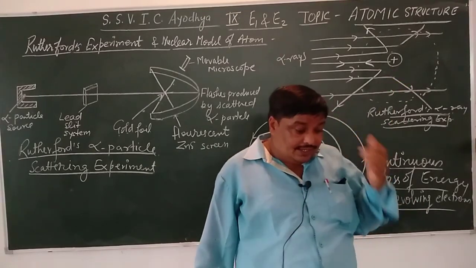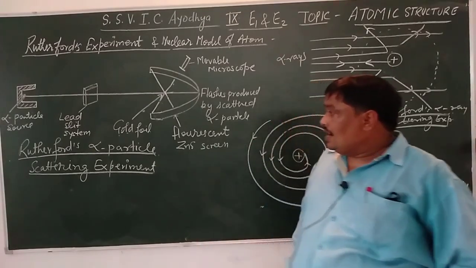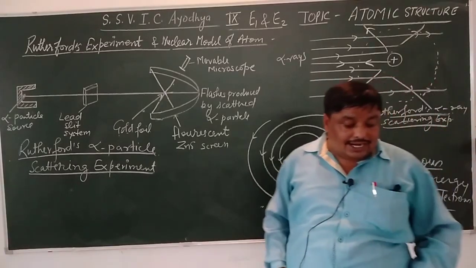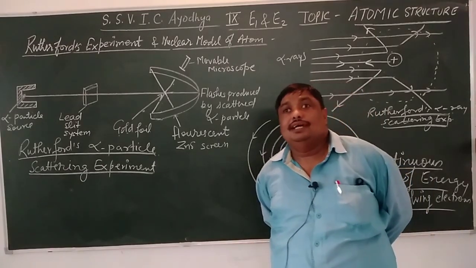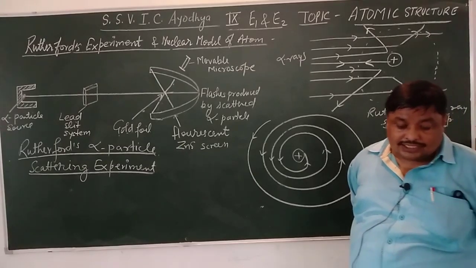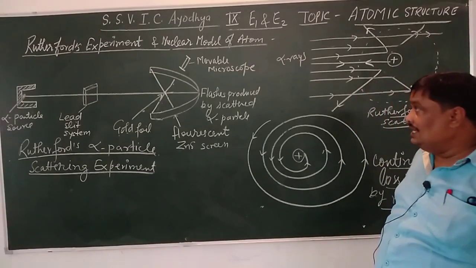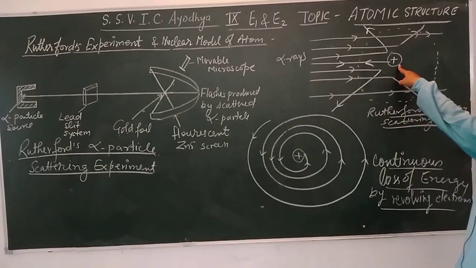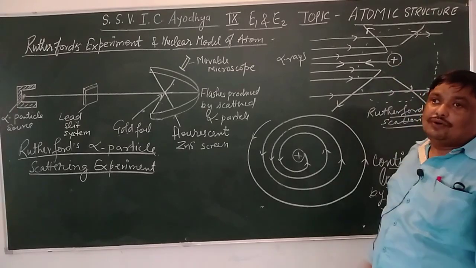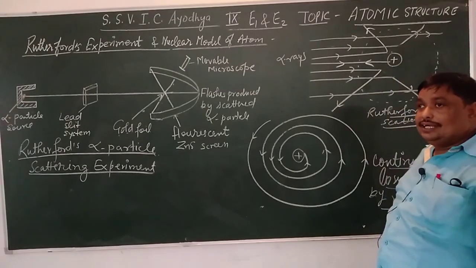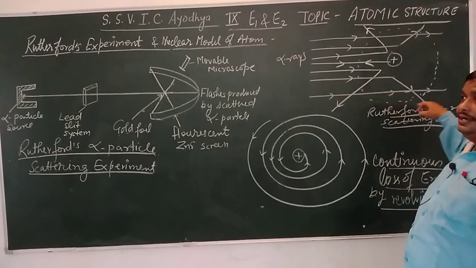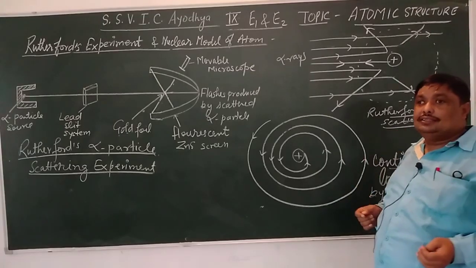In this way, due to his experiment of alpha ray scattering, he produced a model called Rutherford's model of atom. According to Rutherford's model, an atom consists of a positively charged nucleus which contains both proton and neutron. Proton has a positive charge, while neutron has no charge, that is, it is neutral in nature. The electrons revolve around it in a spherical path.